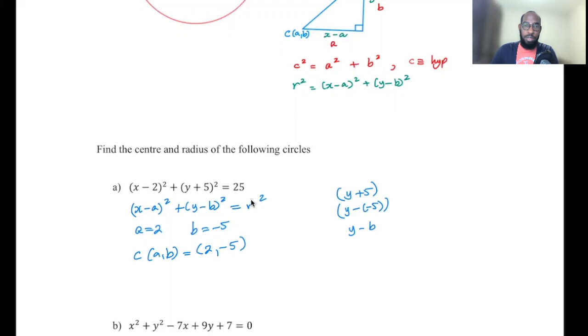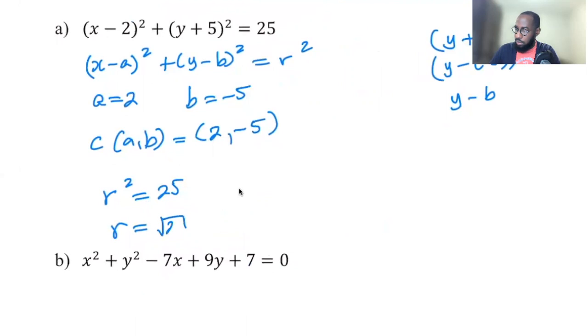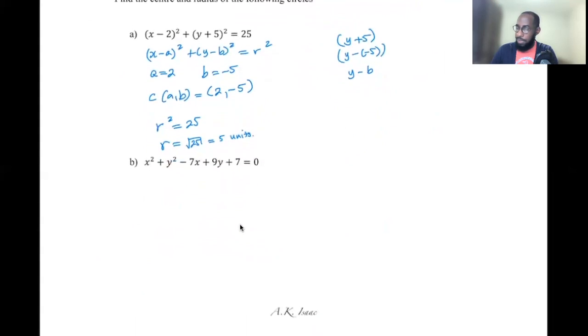Let's deal with the radius. r squared is equal to 25. So r is equal to the square root, which is equal to 5 units. So there we have the center and the radius. Let's look at B now.